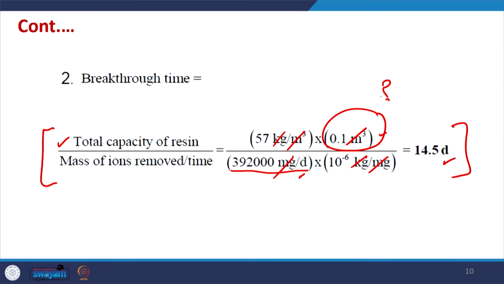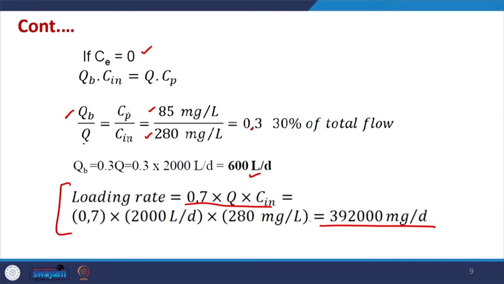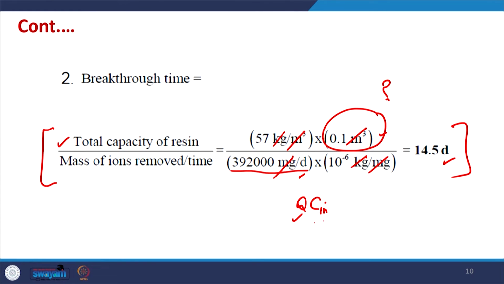This is one of the parameters we can find out, and it will depend upon the loading, which we can calculate using Q into C in, because we always know how much water has to be treated and what the concentration is in the water itself. Here only 70% of the initial flow rate is going through the bed, but in many cases it will be 100%. Once the loading rate is known and we know the capacity, we can find out the volume that will be required. And this is possible.